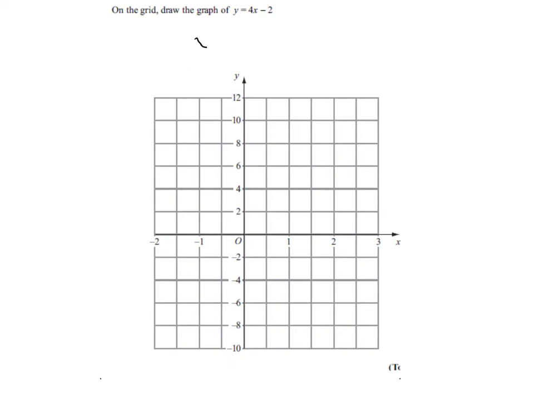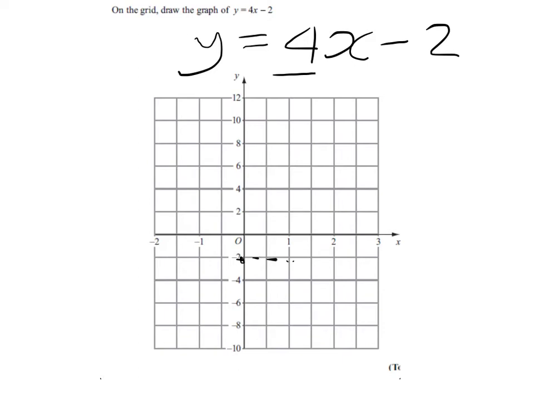So we've got the graph y equals 4x minus 2. So the minus 2 is the y-intercept, so we know it's going to go through here. The gradient is 4, so this means for 1 across, so dot that, 1 across on the x-axis, we must go 4 up on the y.